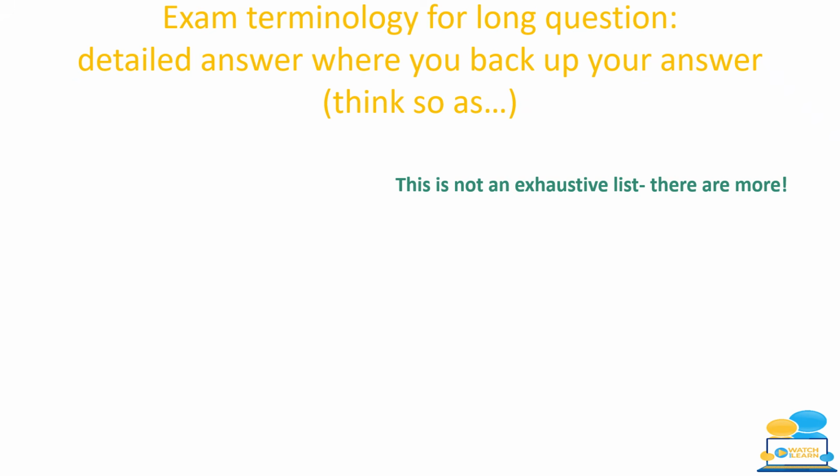So you could be asked to state a source of protein and you would literally just write chicken. You wouldn't have to say that chicken is HBV and this is for growth and repair. You're just literally saying chicken.